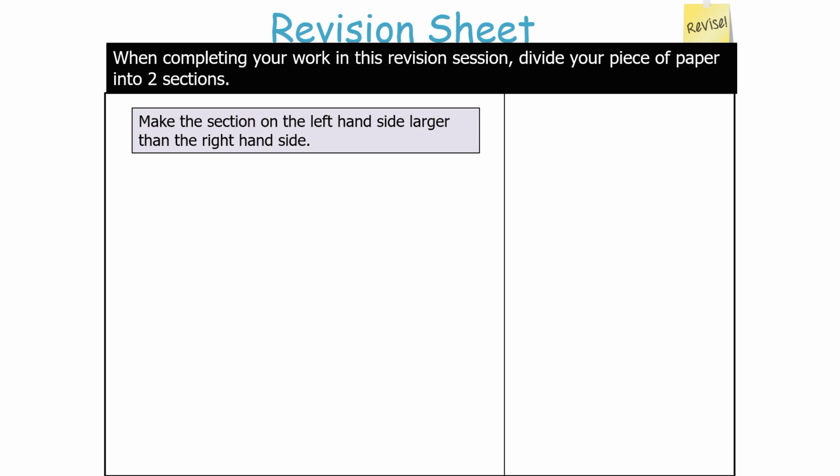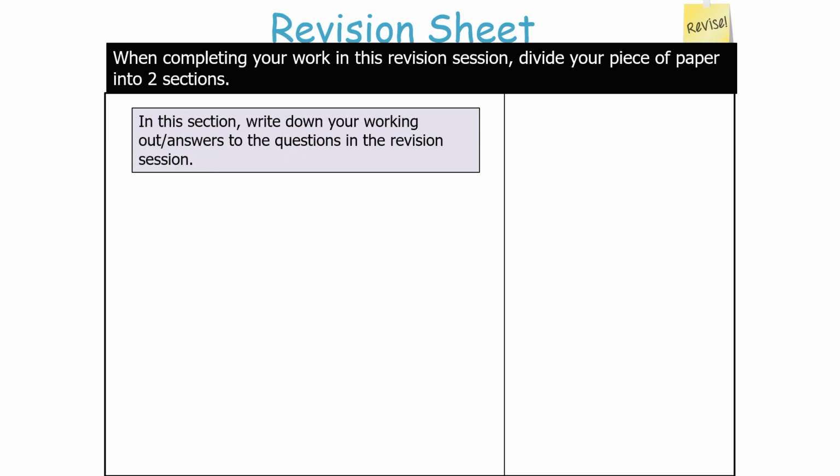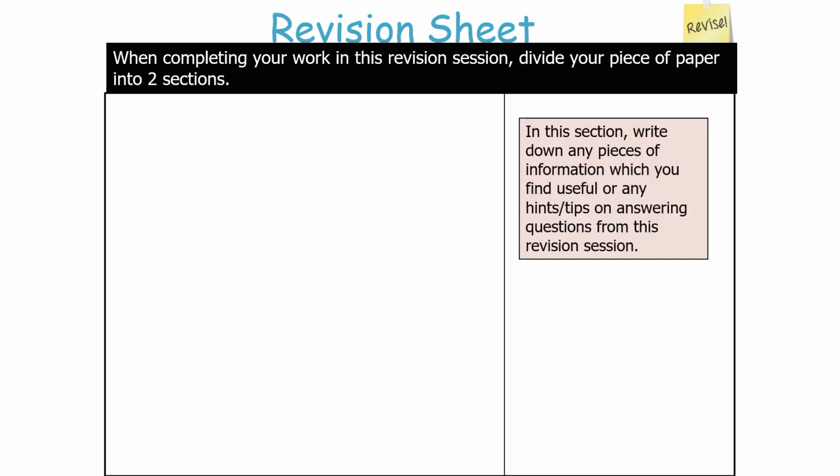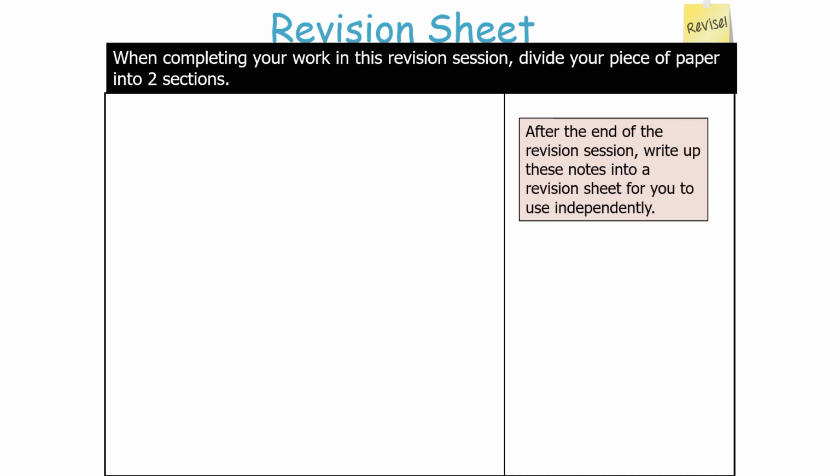So how should you prepare for this revision session? When completing your work, divide your piece of paper into two sections. Make the section on the left hand side larger than the one on the right hand side, and in the left hand section write down your working out and answers to the questions. Make sure to write your answers in full sentences and show your full working out. Then in the right hand section write down any pieces of information which you find useful or any hints and tips on answering questions from this revision session. After the end of the revision session, write up these notes into a revision sheet for you to use independently.